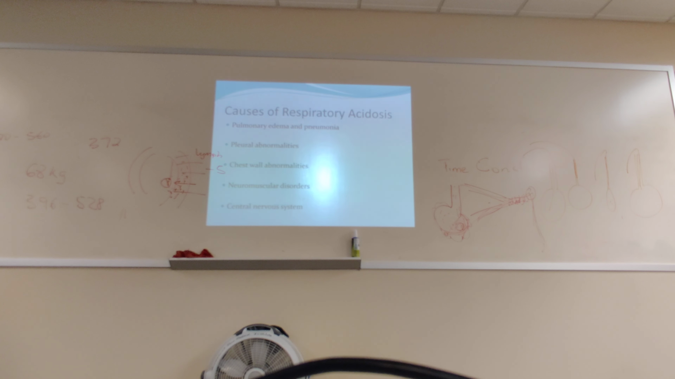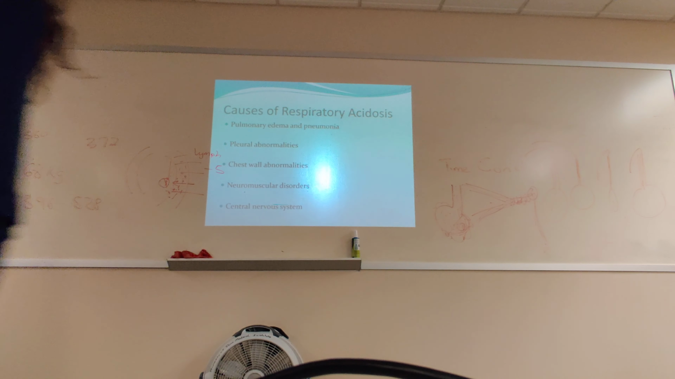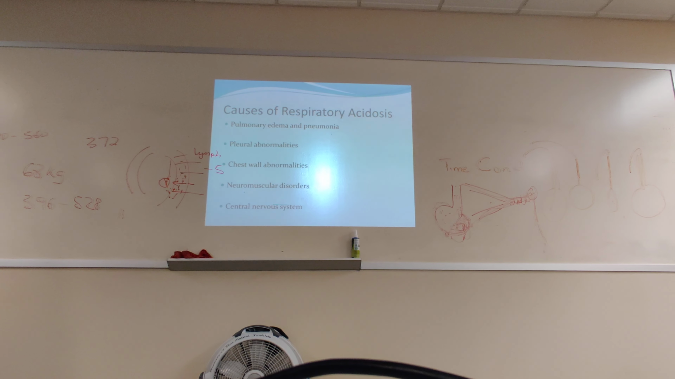Central nervous system. Well, the central nervous system is what tells the diaphragm to contract. So, if you don't have a central nervous system that is intact, well, you're not breathing well. Okay? It has to be able to signal the diaphragm to contract.